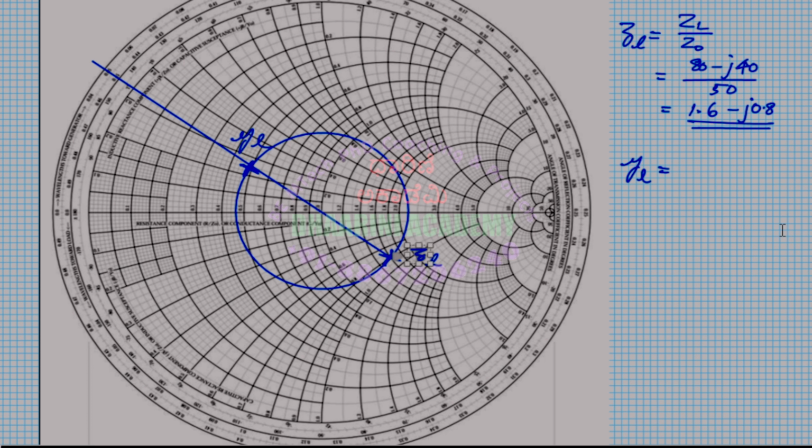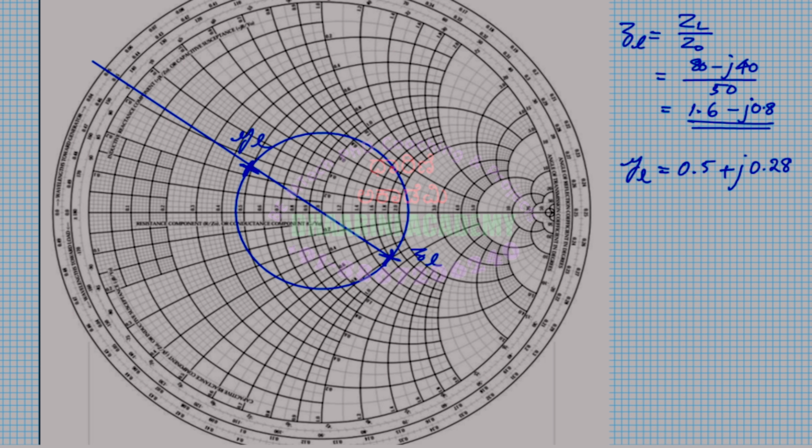Okay, so the YL comes to be how much? 0 plus J 0.28. All right, so this is the first step. This is common in any of the problems we solve. Okay, now we deviate from what we have already done.